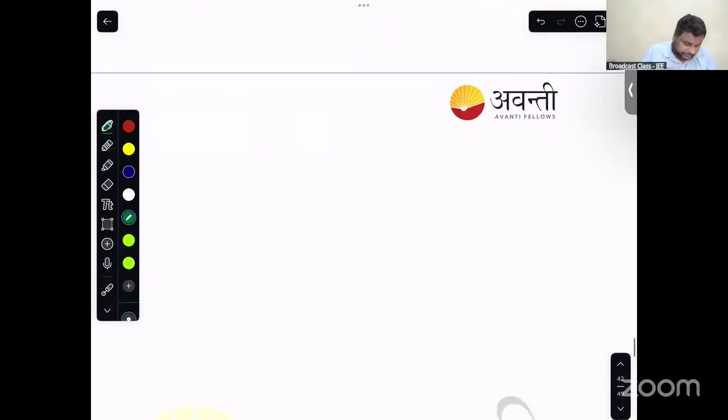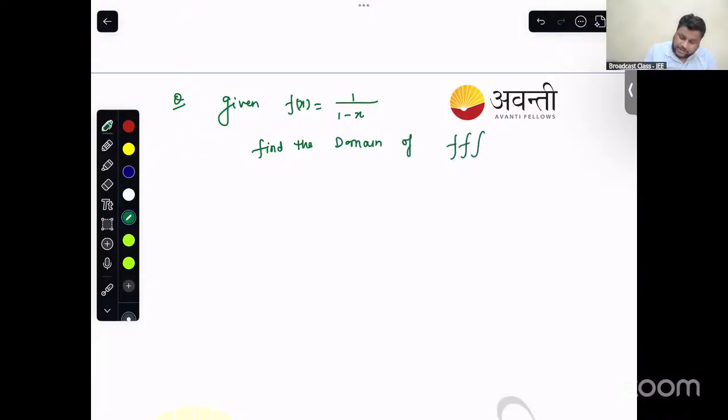Let's do a simple question. Given f(x) is 1 upon 1 minus x, find the domain of f of f of f of x. Do it.